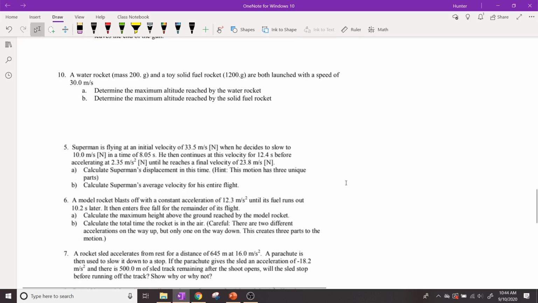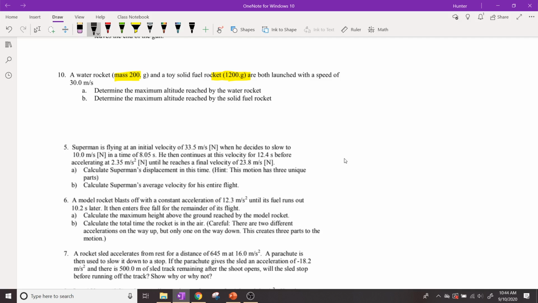So this one, the water rocket, says they're both launched with a speed of 30 meters per second. Determine the maximum altitude reached by the water rocket and by the solid fuel rocket. Write out your DVAT for it, but there's masses here. The most important thing I need to tell you is the mass doesn't matter. Just like how two things that drop fall at the same speed, if I take a golf ball and a brick, both of them will fall and hit the ground at the same speed. If you are launching two things up in the air at the same speed, they're going to reach the same height.